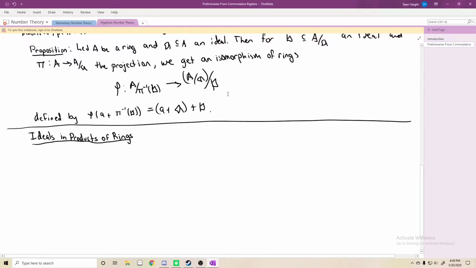Alright folks, this is going to be the third lecture in my series on algebraic number theory. We're still working through these preliminaries from commutative algebra, and this one will have a particularly narrow focus. I really just want to prove some proposition about what ideals look like in product rings. Okay, so we have the following proposition.